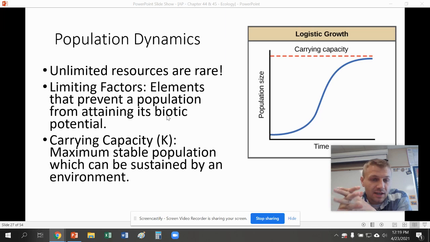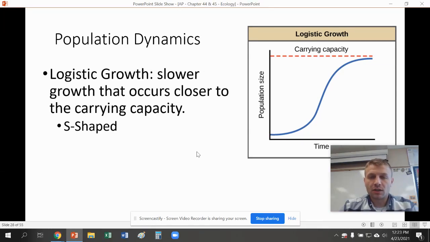And when it reaches that point, it reaches its carrying capacity, and this is the maximum population an ecosystem can hold. So this will level out at some time. All right. So logistic growth is when the population increase starts to slow down due to the limiting factors, when it gets closer to the carrying capacity. And this is an S-shaped curve, right? Here you can see that S.